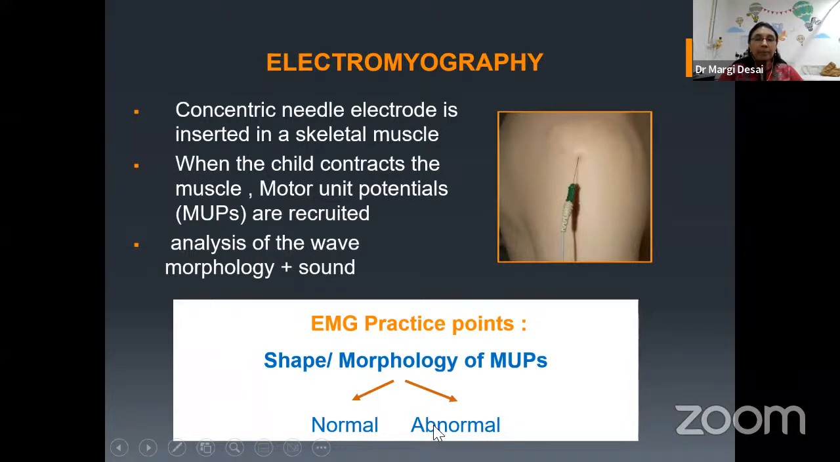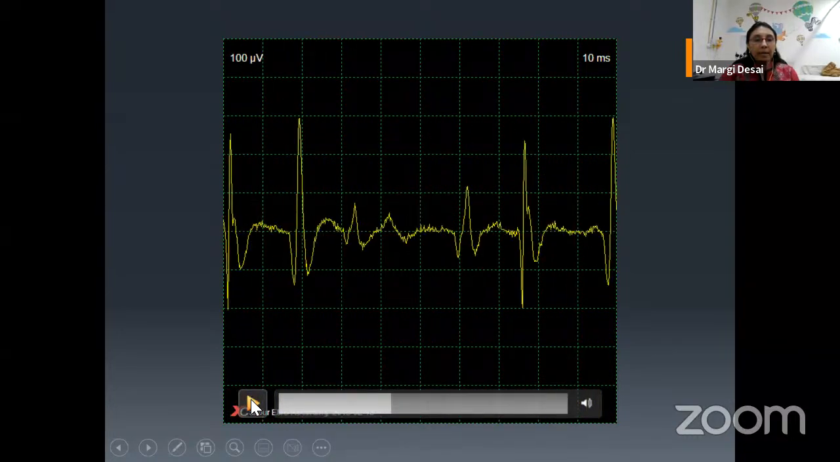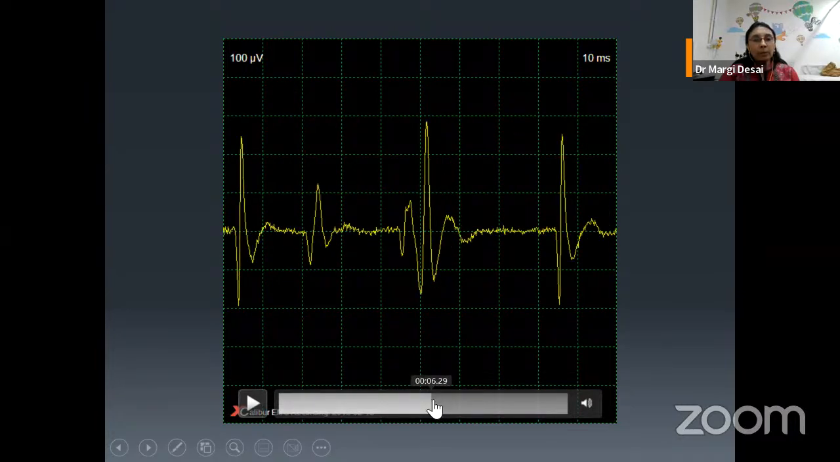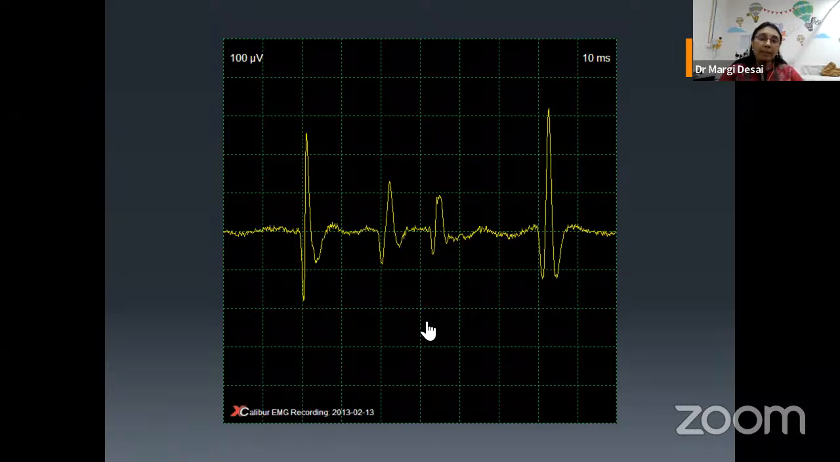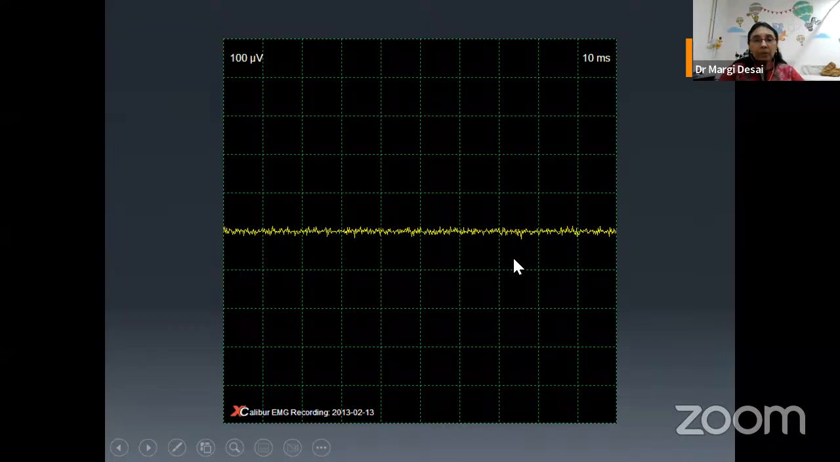So let me show you an example. The child is contracting and you are seeing these units. These are known as motor unit potentials. They are seen on the screen of the machine when the child contracts the muscle. As I drag this further, you can see the child is contracting and you see more and more units. All these motor unit potentials look normal because they have normal morphology and normal amplitude. So by looking at the EMG, I can say that this muscle is normal. It is not denervated.